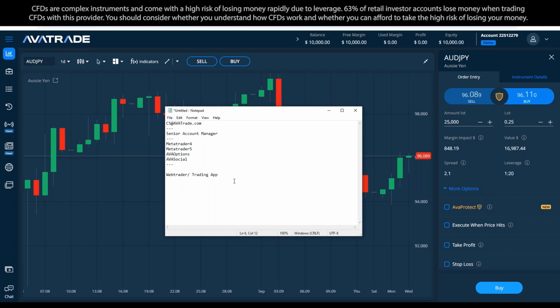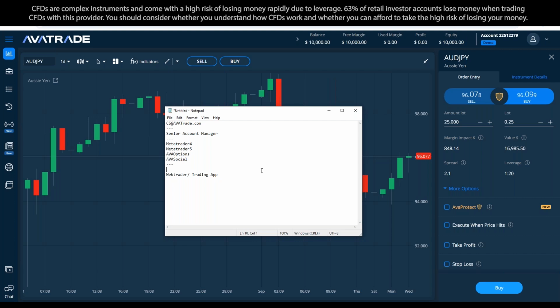MT4 and MT5 are quite self-explanatory. In my personal opinion, the only difference is maybe this one is a newer version, so the ability to diversify more aggressively is more suitable. But apart from that, yeah, I don't think there is a big difference. All right. Maybe you can find more variety of instruments in here. It's also one of the differences.